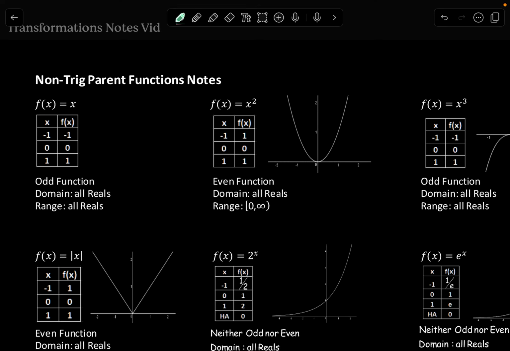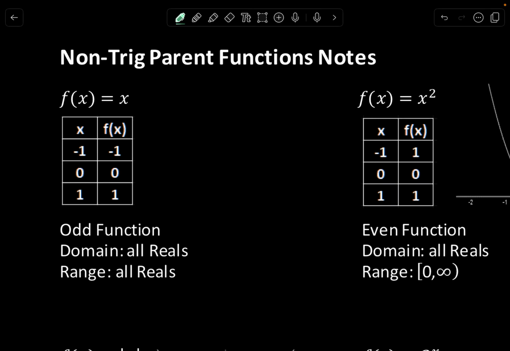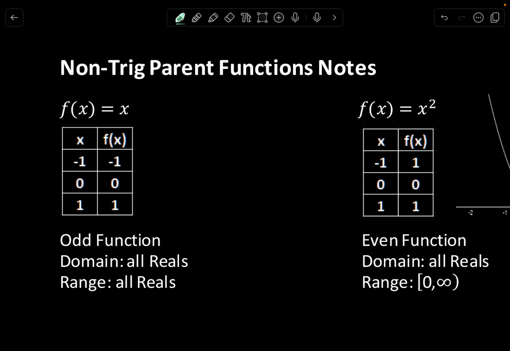So these notes are for Unit 1, Transformations, and it is the topic about non-trig parent functions. It's just a quick overview of all the parent functions that we will be working with in the first semester of AP Pre-Calculus. So for our first function, we have f of x equals x.